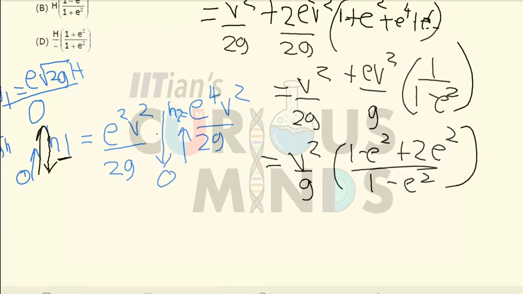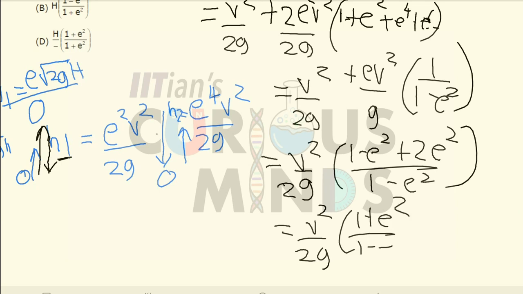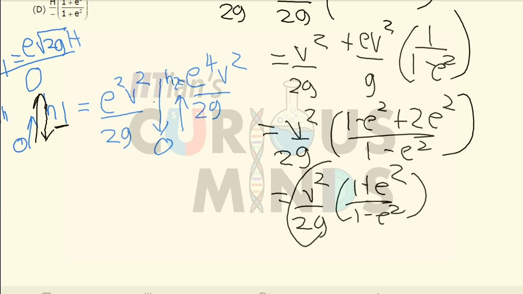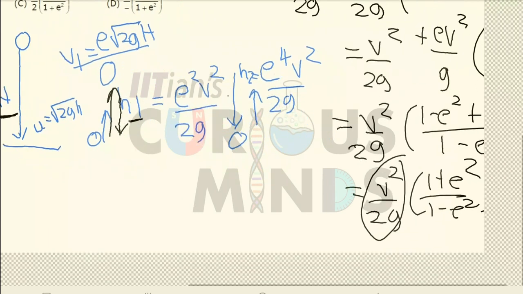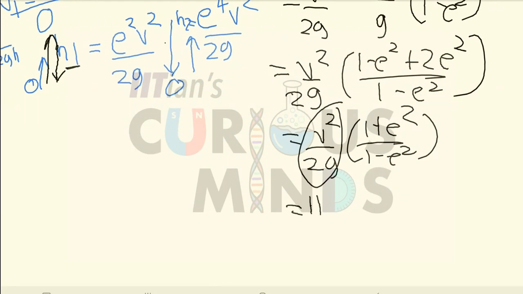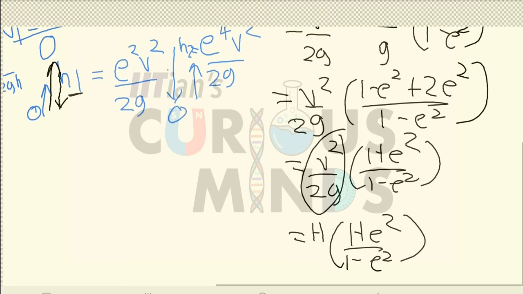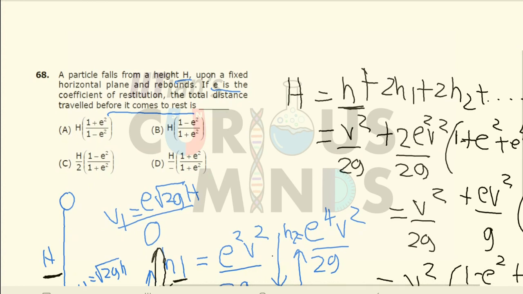If I simplify this term, I will take 2g common, so it will be equal to v square divided by 2g times 1 plus e square divided by 1 minus e square. Basically v square divided by 2g was the height in the first case, that is h. So it will be equal to h into 1 plus e square divided by 1 minus e square, which is option number A.